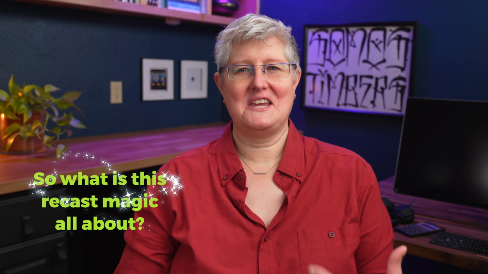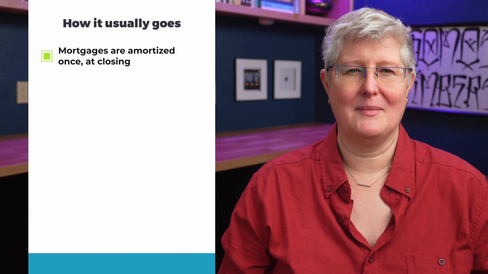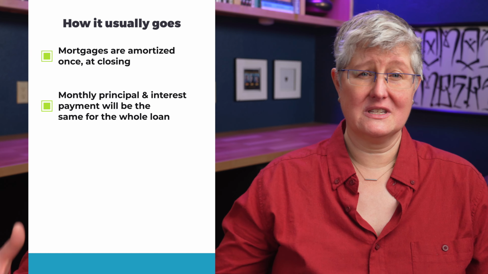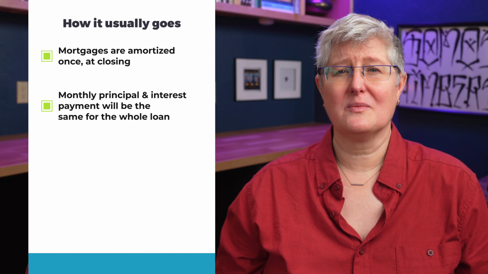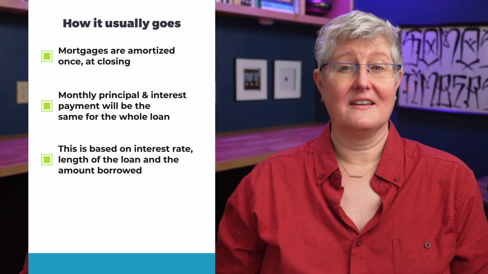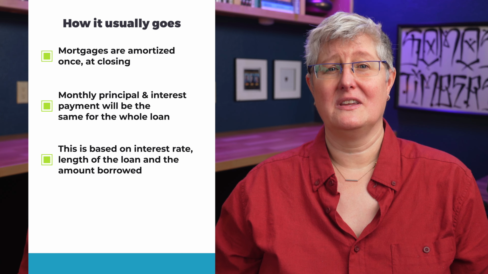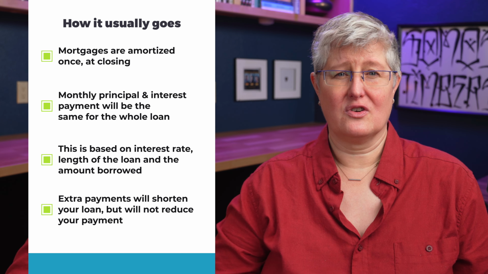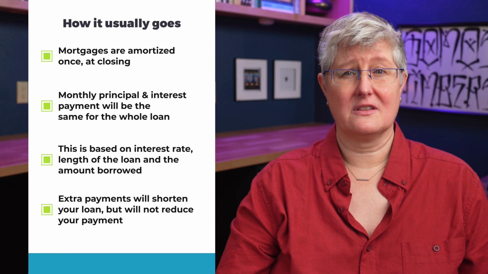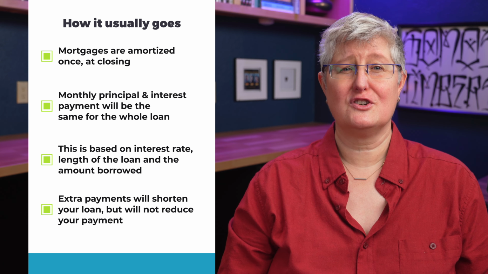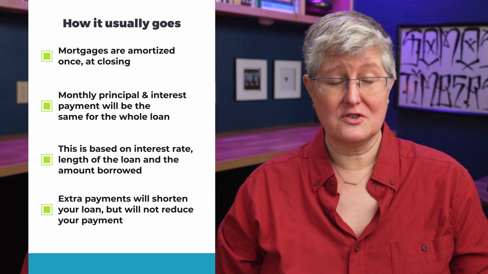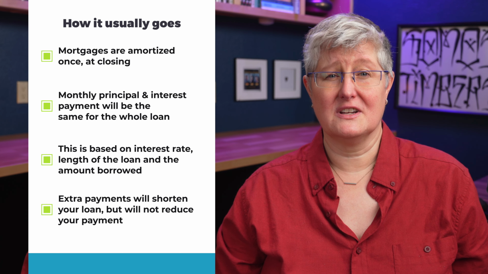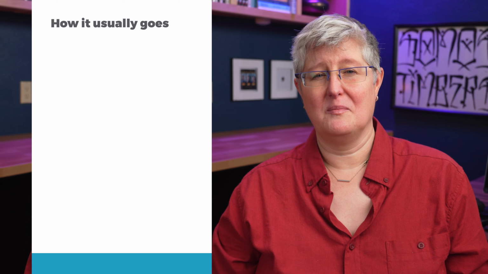So what is this recast reamortization option all about? Well, most mortgages are amortized one time at closing. Your monthly payment for the principal and interest part of your payment is calculated at a level amount that's going to be the same for the whole term of the loan based on the interest rate, the length of the loan, and the amount that you originally borrowed. If you pay anything extra beyond that minimum monthly payment through the course of the loan, even if the extra amount is a really huge chunk of money, your payment doesn't change. Extra payments are applied to principal, which shortens your loan term and can save you an enormous amount of interest, but your minimum monthly payment remains the same.